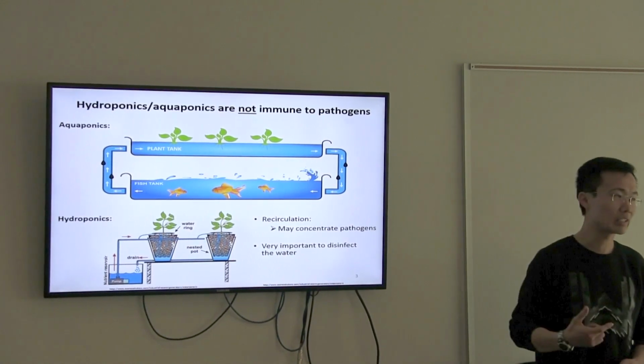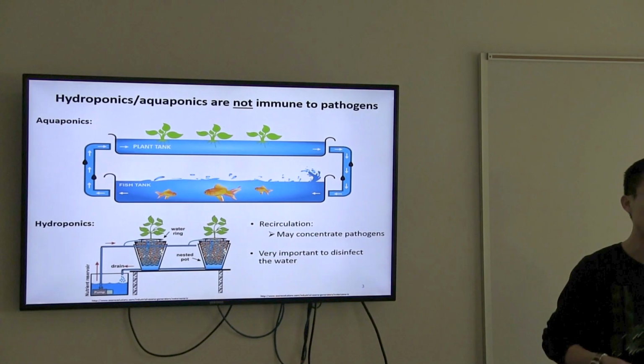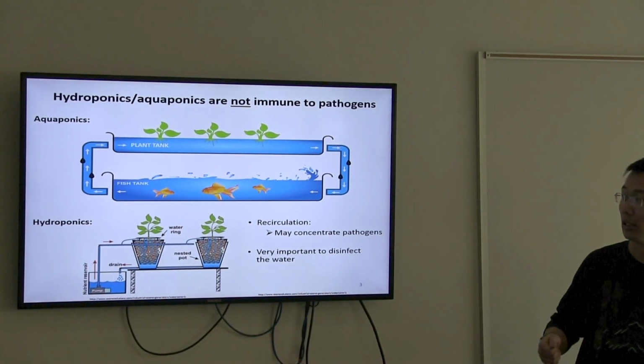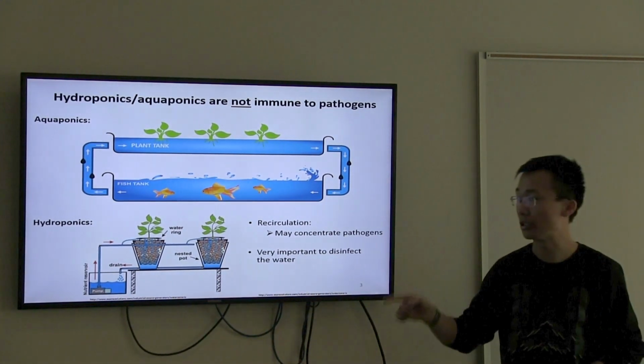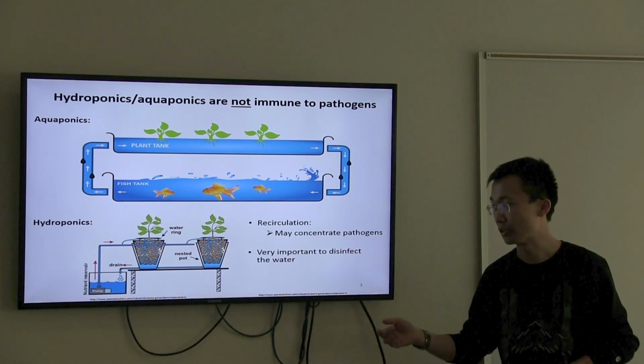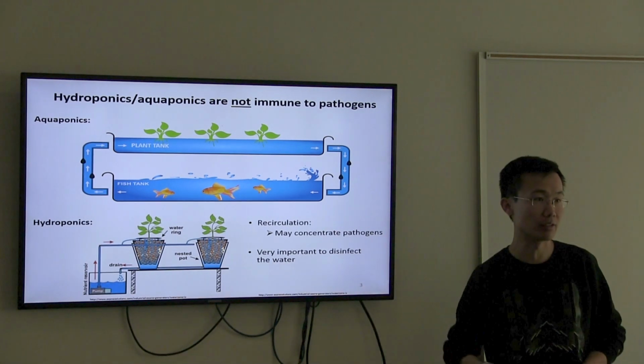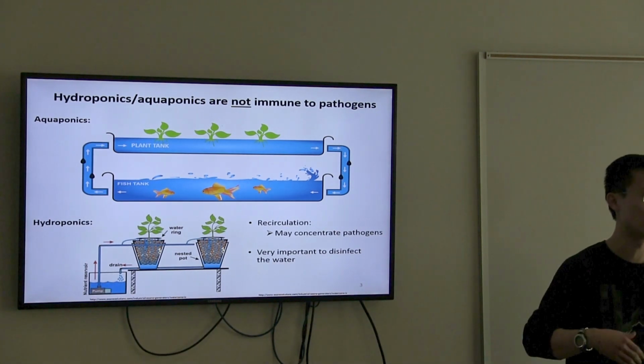And in an aquaponic or hydroponic system, most likely people use a recirculation pattern to reduce the cost. And when you recirculate the water, you may concentrate the pathogens inadvertently. So it is very important to disinfect the water. And this concept has been stressed many times during this workshop.